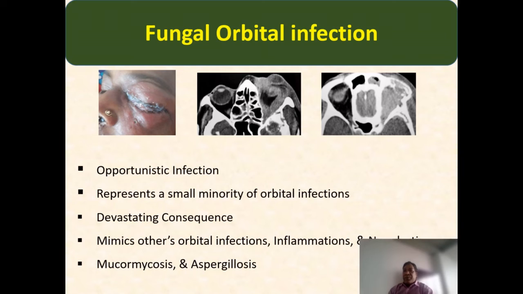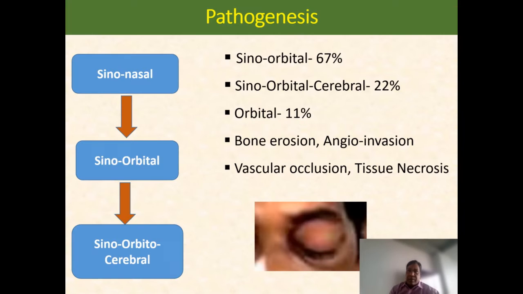Now, fungal orbital infections are not common and usually occur as opportunistic infections. The most common fungal orbital infections are mucormycosis and aspergillosis. Both are mimics of other orbital infections, inflammations, and malignancy. Orbital fungal infections are not only vision threatening but also associated with high mortality.